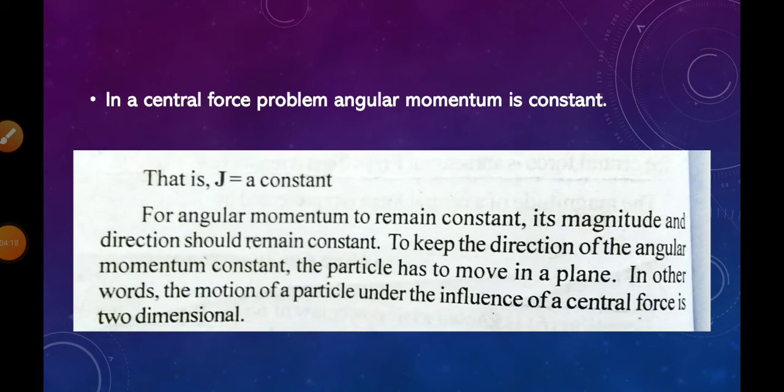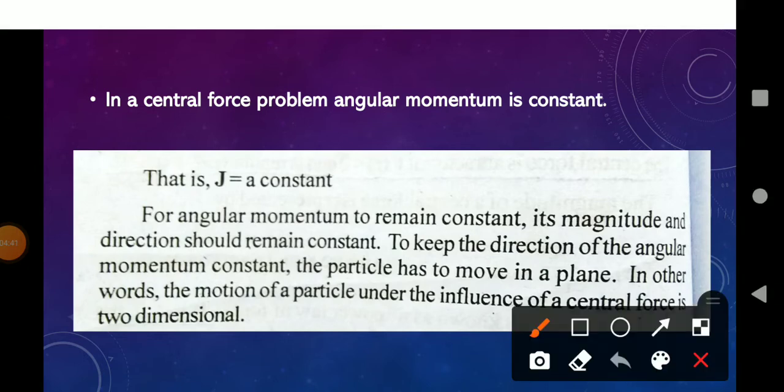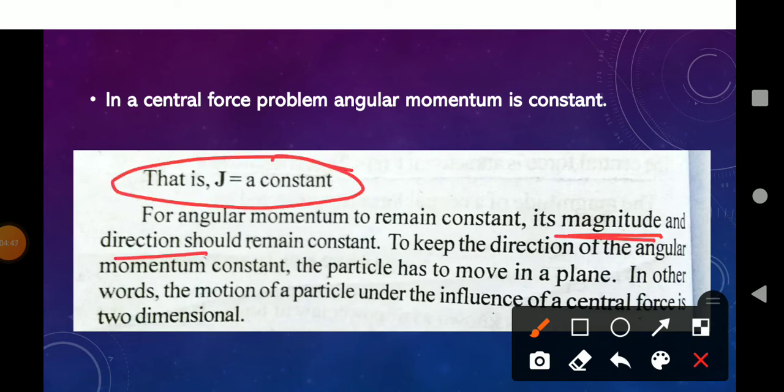Now, also remember this very important point: in a central force problem, the angular momentum J is constant. That means for angular momentum J to remain constant, its magnitude and direction should remain constant. We said that angular momentum J is a vector. It has both magnitude and direction. For J to be constant, it should be constant in both magnitude and direction.